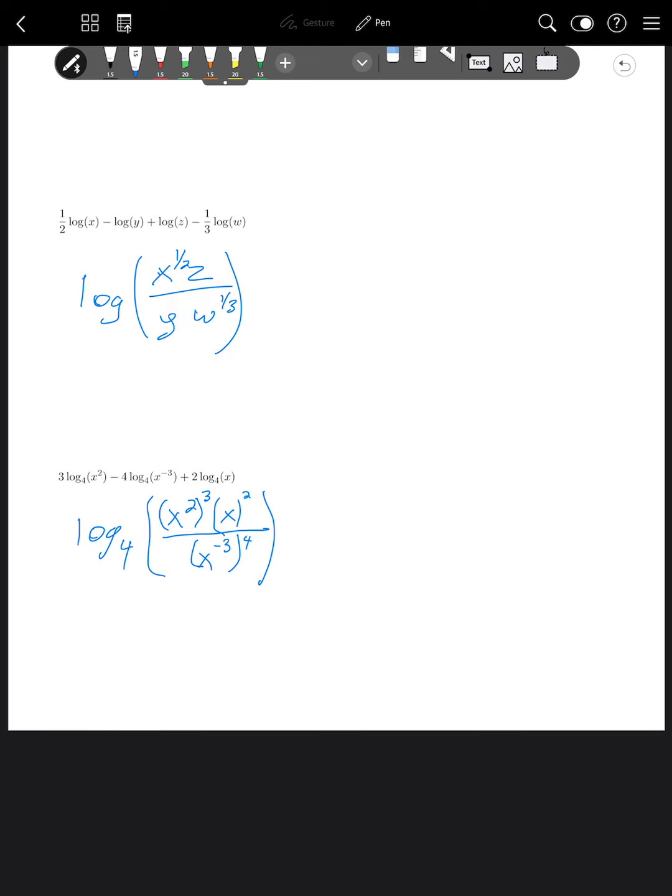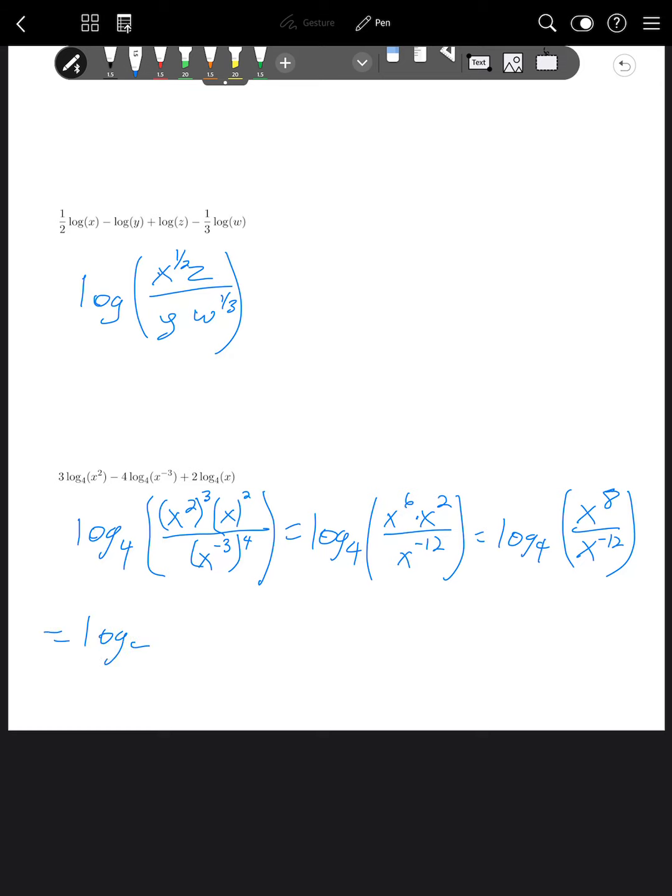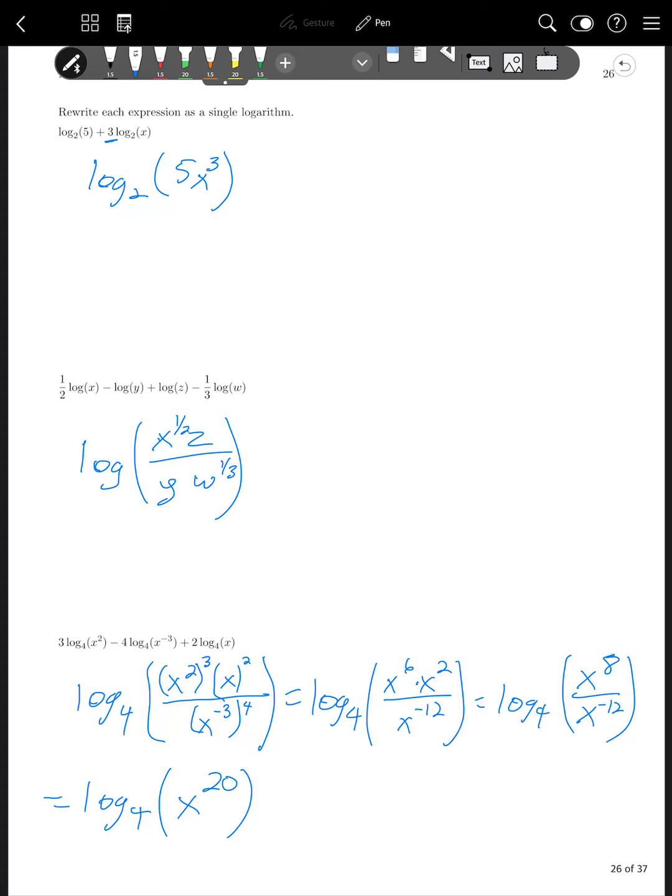And then we're just going to need to simplify here. So this would be log base 4 of x to the 6th times x squared over x to the negative 12th, which is log base 4 of x to the 8th over x to the negative 12th. And then you subtract 8 minus negative 12, so that's x to the 20th. Okay, so that's the idea. That's how you use these rules to combine them back together.